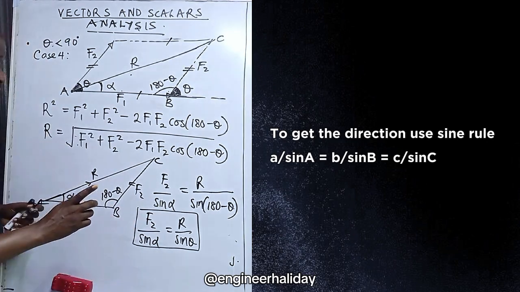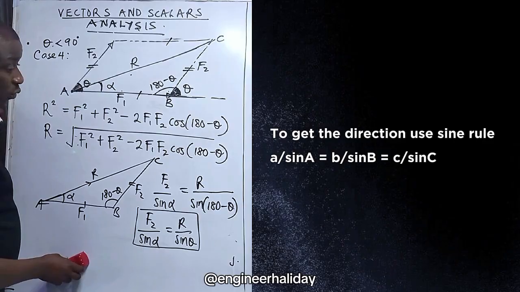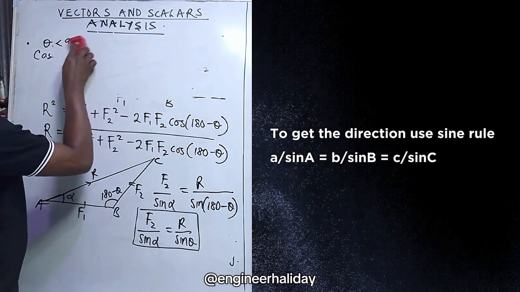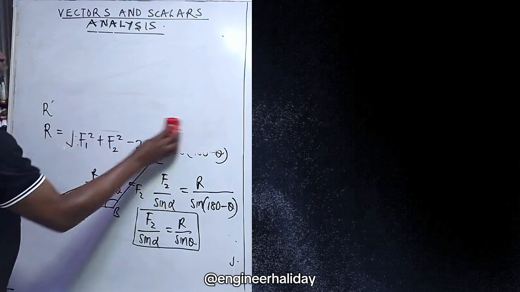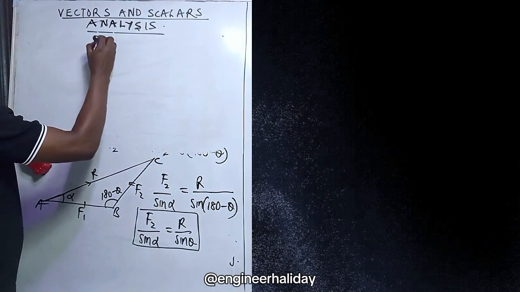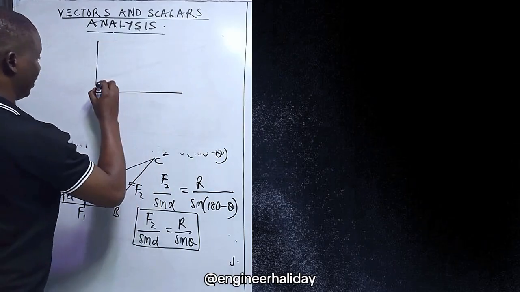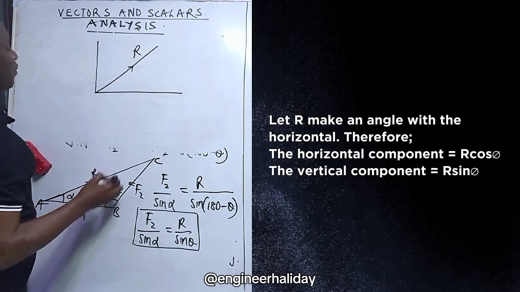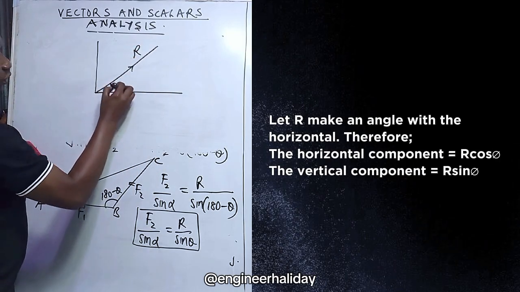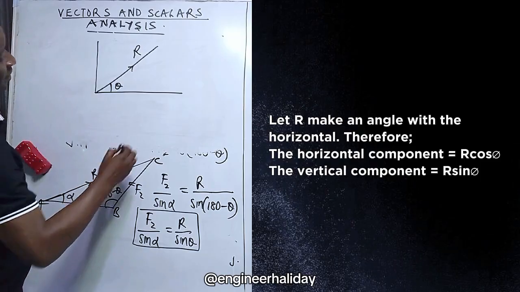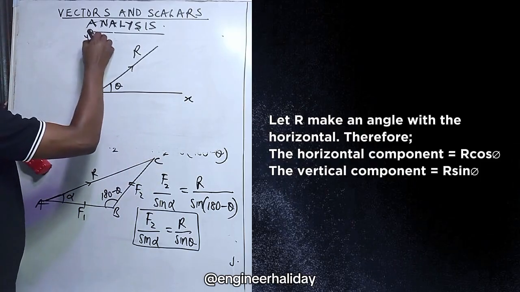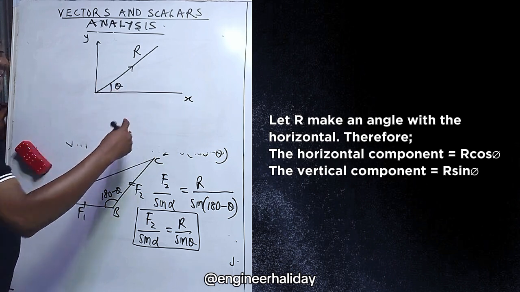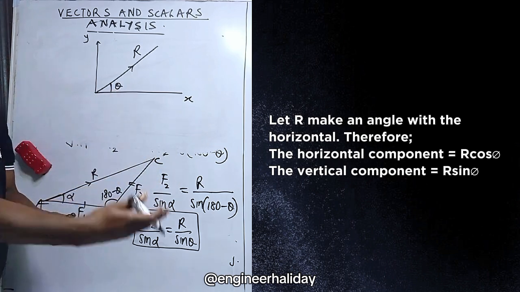But before I go to the question squarely, don't forget basically that if you want to resolve vectors, and I need to teach you this. Say R is the resultant, making an angle to the horizontal. This is the horizontal, this is vertical. Now, since the angle is lying on the x-axis, the x-axis is cos.